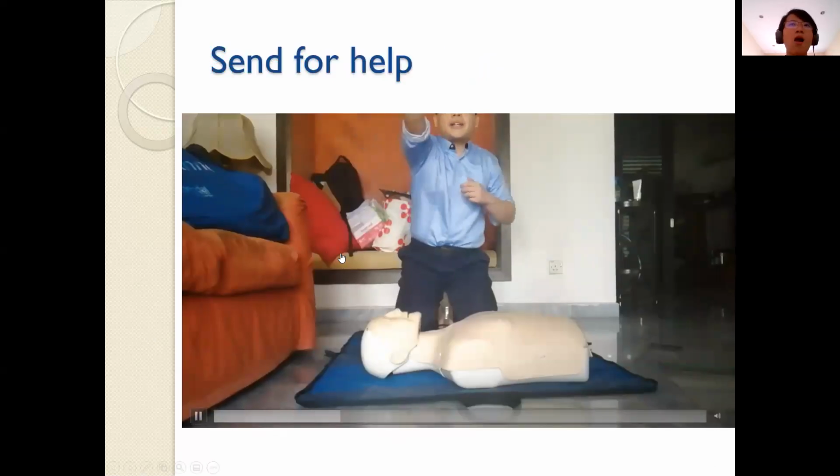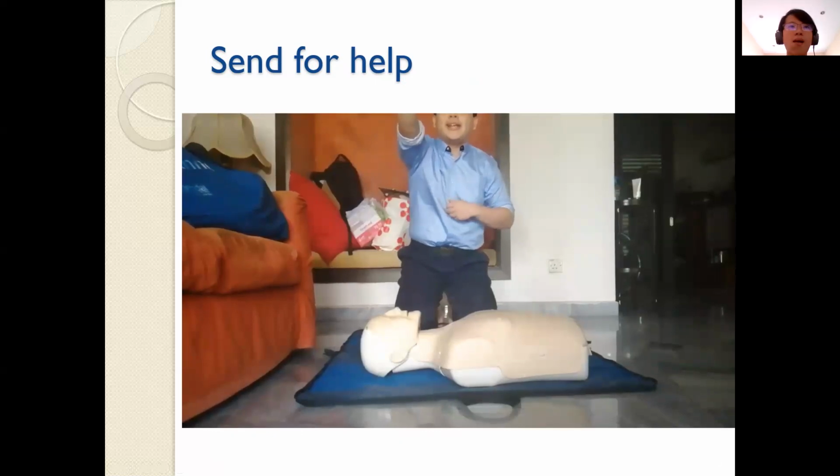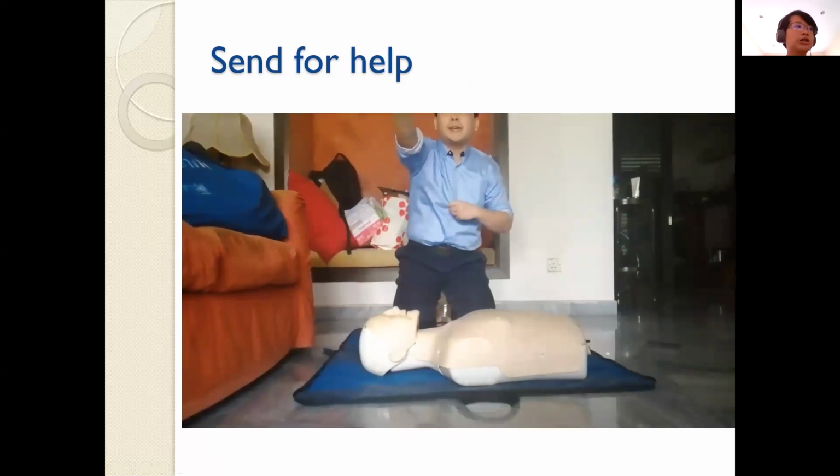Help, help! You in the black shirt, can you call 999 and get an AED and report back to me as soon as possible? Thank you. Okay, so in this scenario, he asked one person to do both AED and 999. There's nothing wrong with it, but if there are more people around, split the task. One for 999 so that they can focus on that, and the other for the AED so that they can focus on that. And you want to tell them to come back to you, report back to me as soon as possible.